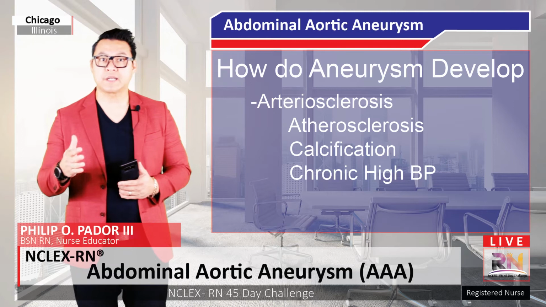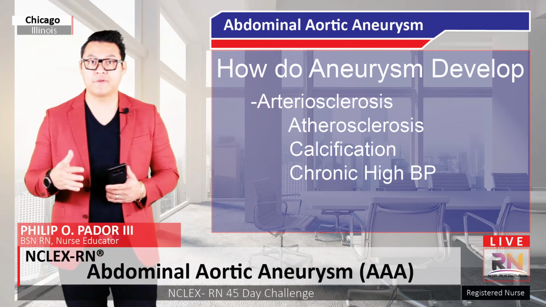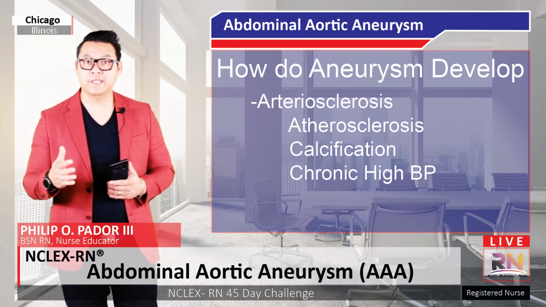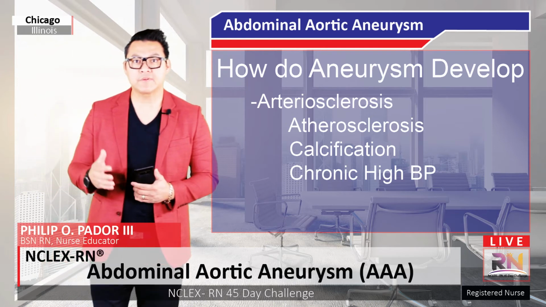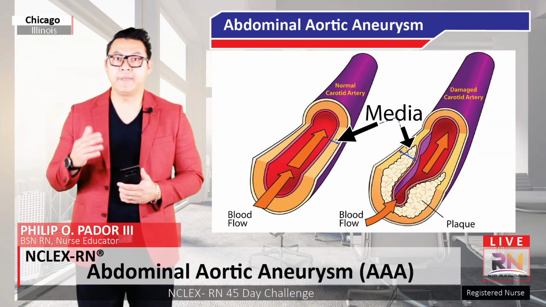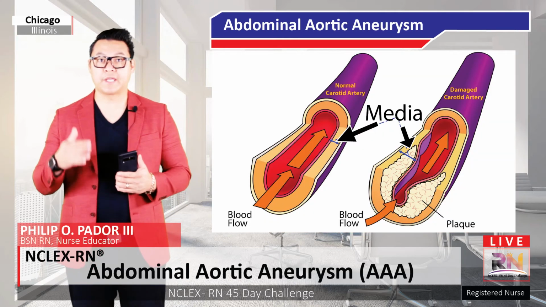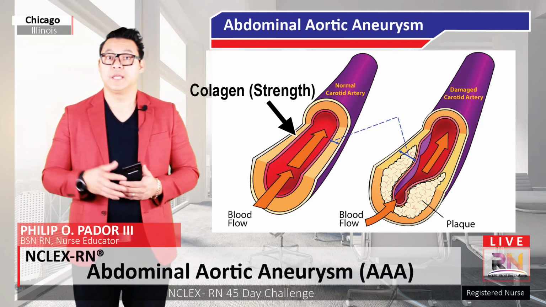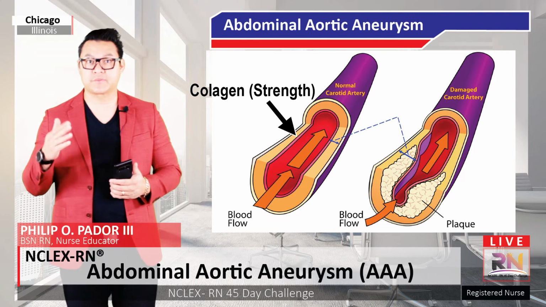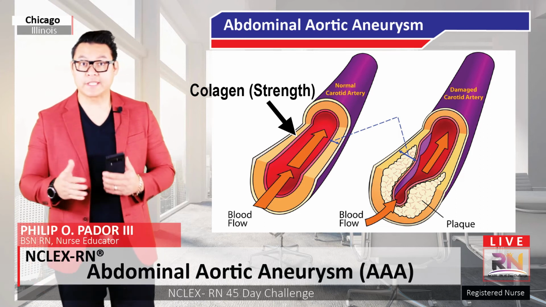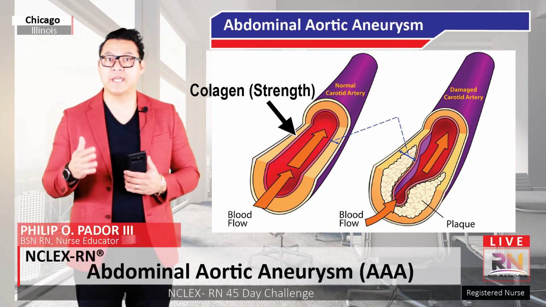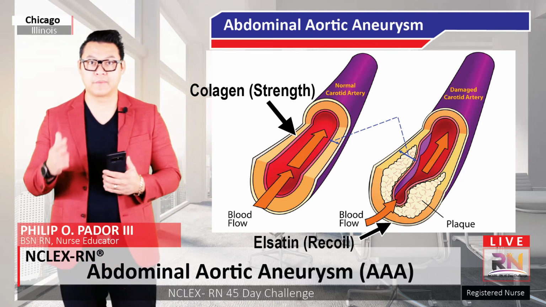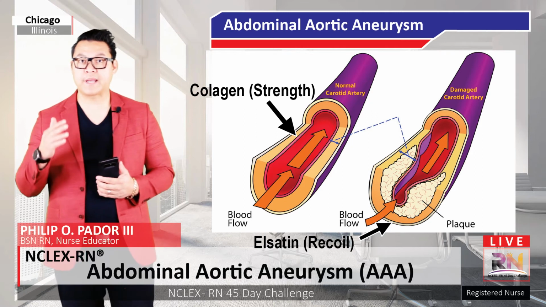So these three things are major players in the development of atherosclerosis, which then predisposes you to the development of aneurysm. But there's actually a little bit more to it. In the media, remember, the middle layer of the aorta, there are lots and lots of proteins like collagen, which gives the aorta its tensile strength. So it's the ability to withstand the pressure, and elastin gives the aorta the elastic recoil ability to spring back to normal after a blood pressure wave passes by.